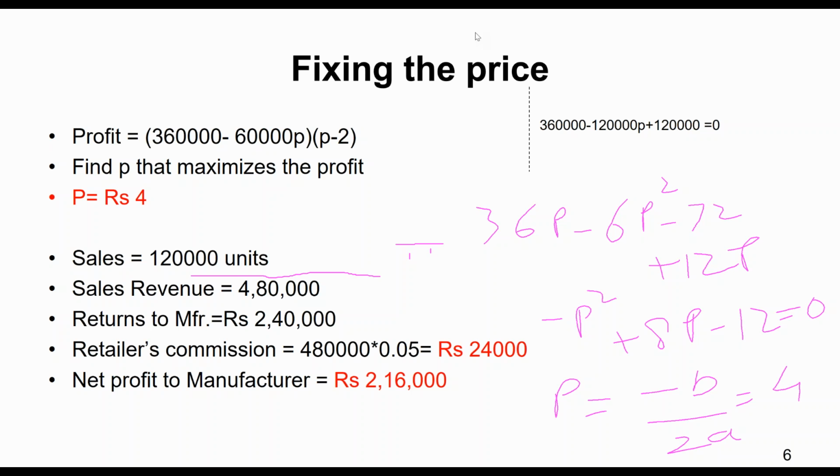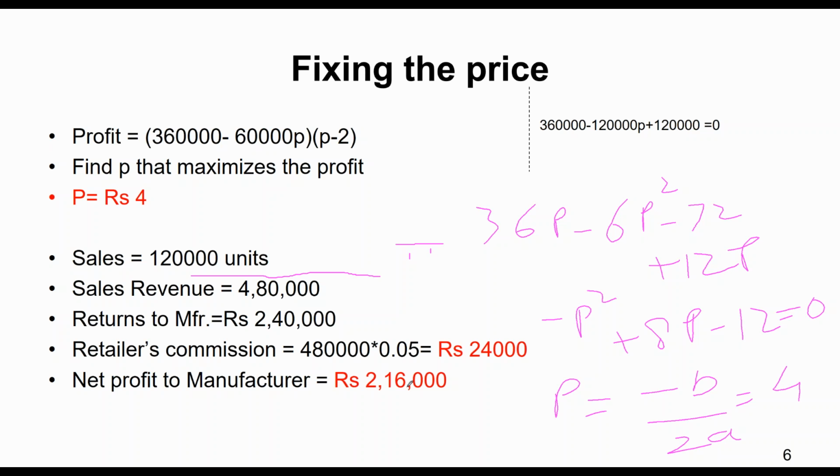Now, this means that if P is equal to 4, what is the sales I am going to figure out? My demand will be around 1,20,000 units. My sales revenue can be derived out of it now, and return to the manufacturer is 2,40,000 rupees, out of which the retailer commission will be 5%, which is my revenue into 0.05, becoming 24,000 rupees, and the net profit of the manufacturer is 2,40,000 minus 24,000, giving me 2,16,000 net.